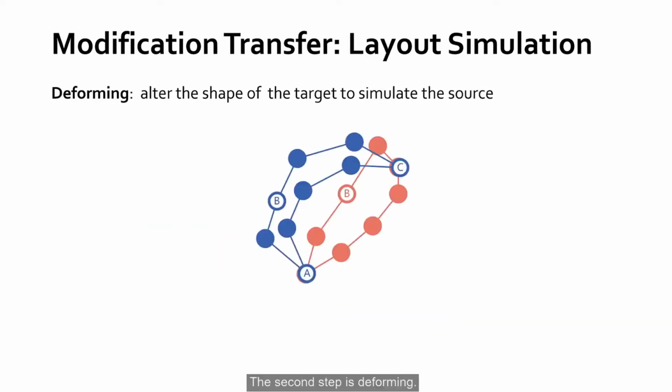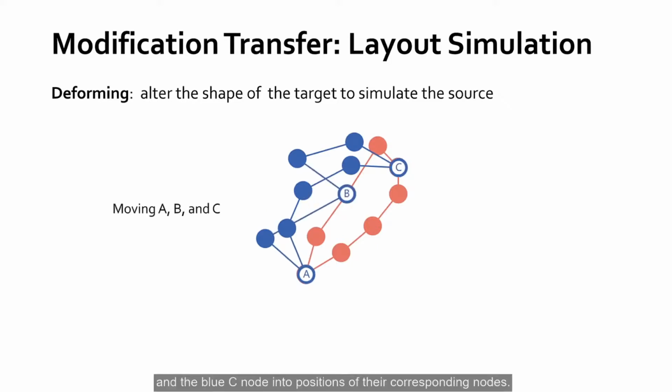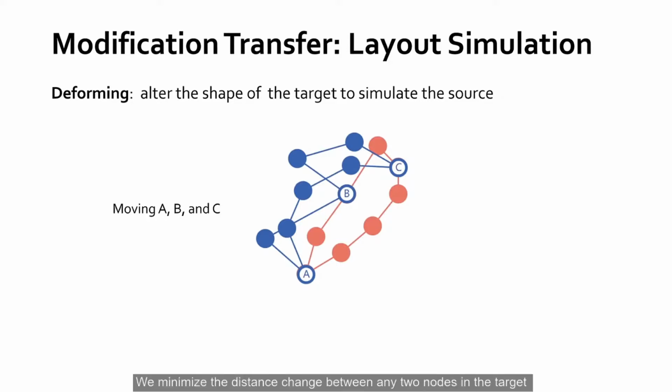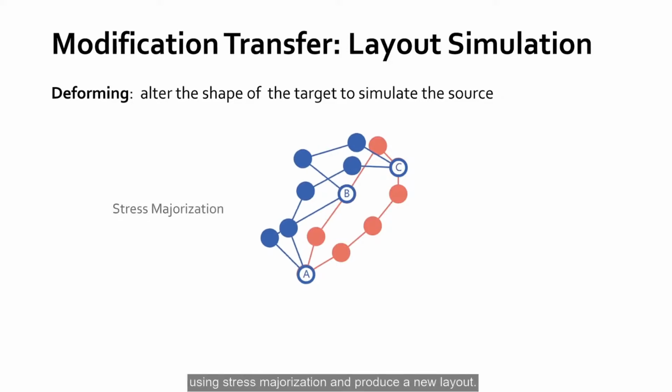The second step is deforming. We first move nodes in the target to the position of their corresponding nodes. For example, in this case, we move the blue A node, the blue B node, and the blue C node into positions of their corresponding nodes. At the same time, we try to preserve the original layout of the target. We minimize the distance change between any 2 nodes in the target using stress majorization and produce a new layout.